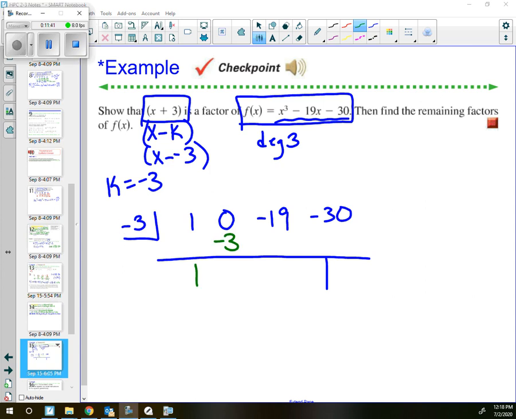So I'm bringing down the 1, and I multiply by negative 3 and add. Remember, we multiply, we get 9 and add, and we multiply, we get positive 30, and there's what we were looking for, zero remainder.